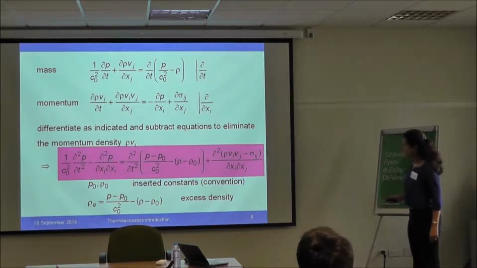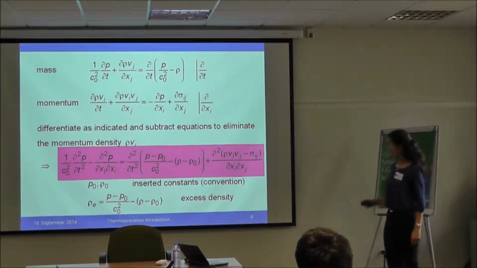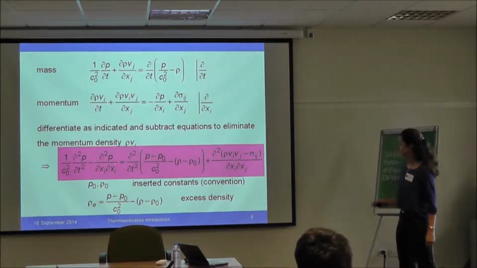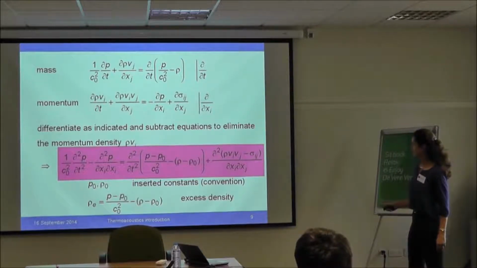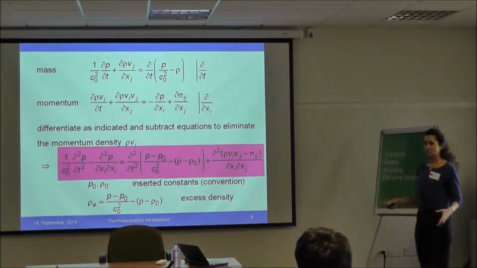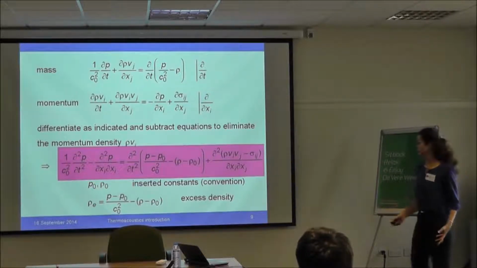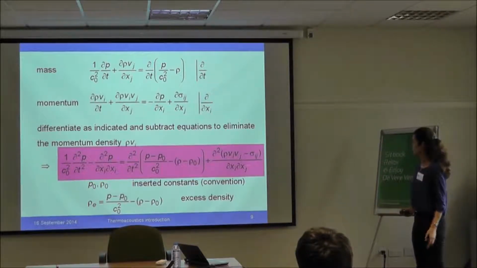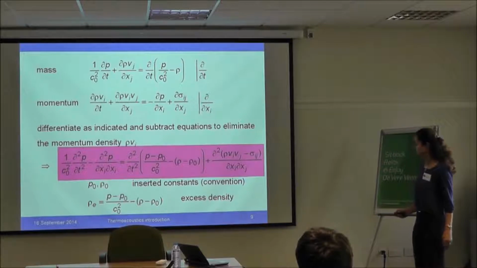which is a very nice equation. It's basically a governing equation for the pressure P. On the left, sorry, I'm going a bit too fast. Yeah. We have these constants in there, the P naught and the rho naught. These were just constants that we inserted without making any mistakes, and it's a kind of convention to do it like this.